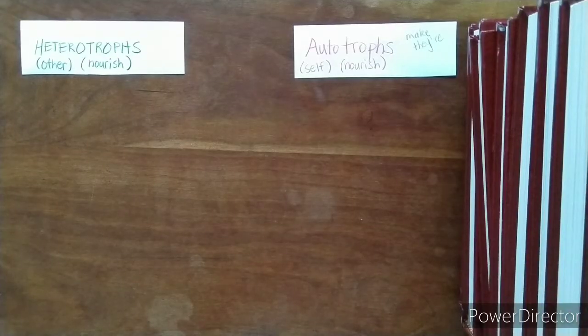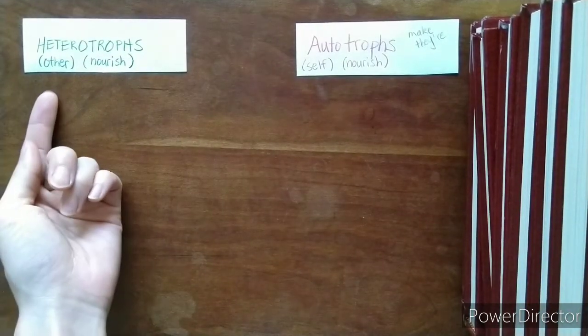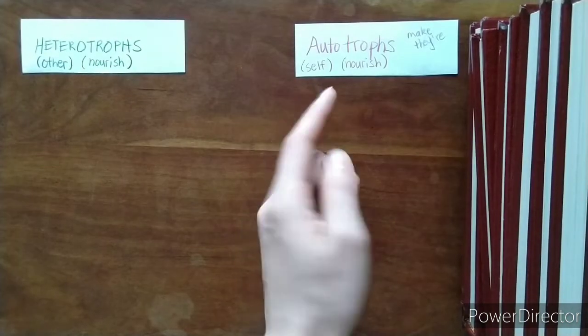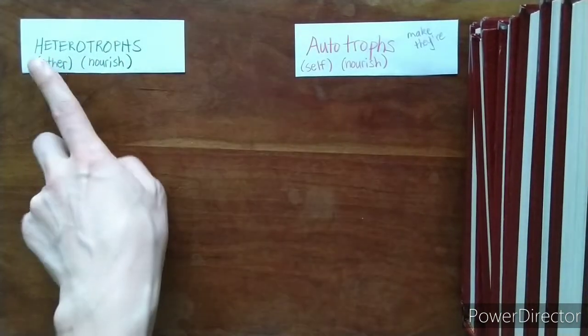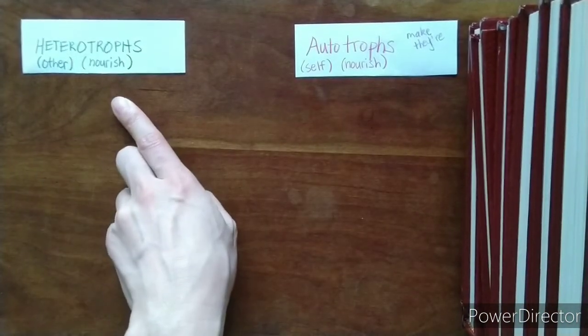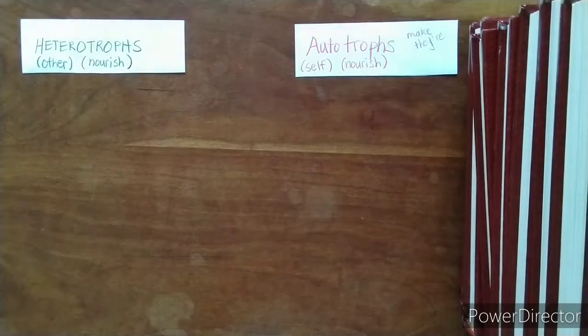Leads us to our final category, heterotrophs versus autotrophs. Autotrophs being able to nourish themselves, and heterotrophs having to depend on other organisms for their energy. Autotrophs make their own food. The best example would be plants, which can make their own glucose purely from energy from the sun. Pretty cool. Heterotrophs, on the other hand, they get their energy by eating others.